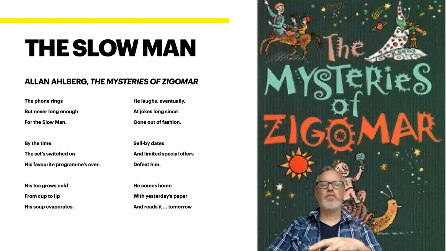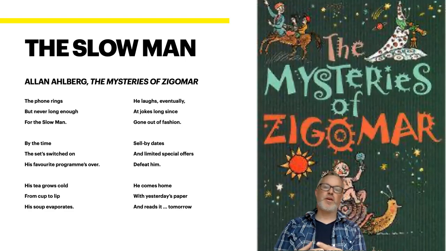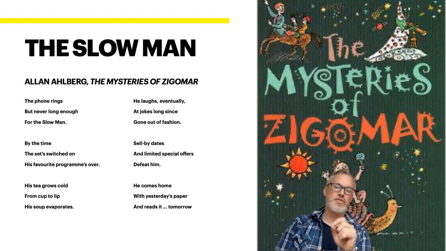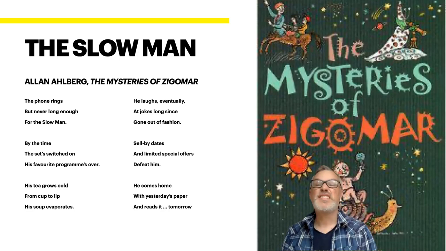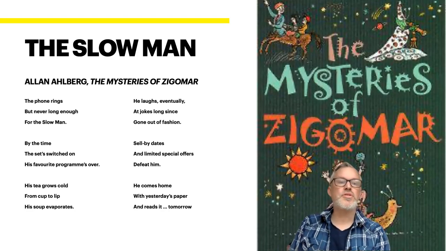So let's have an example from Allan Ahlberg's The Mysteries of Zigomar. Some great poetry Ahlberg has done. Love the illustrations here. This is a rather fantastical conceit, a little bit of fantasy literature. This is called The Slow Man.